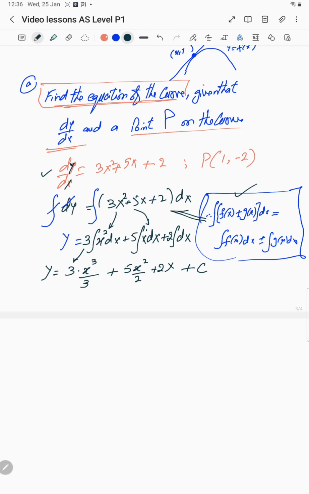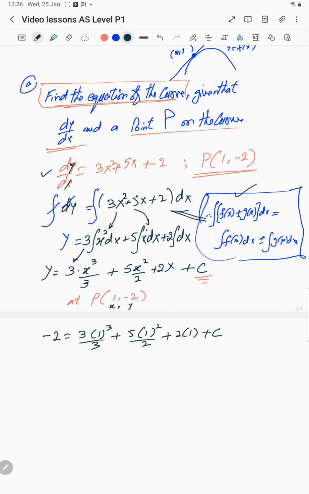Now, as it's clear in the question that we are going to find the constant of integration, our point of interest is to find c, and the curve lies at point P. So at point P (1, minus 2), replace x with 1 and y with minus 2. We get minus 2 is equal to 3 times 1 power 3 by 3 plus 5 times 1 power 2 by 2 plus 2 times 1 plus c. I just replaced all x with 1 and all y with minus 2 in my integral answer.